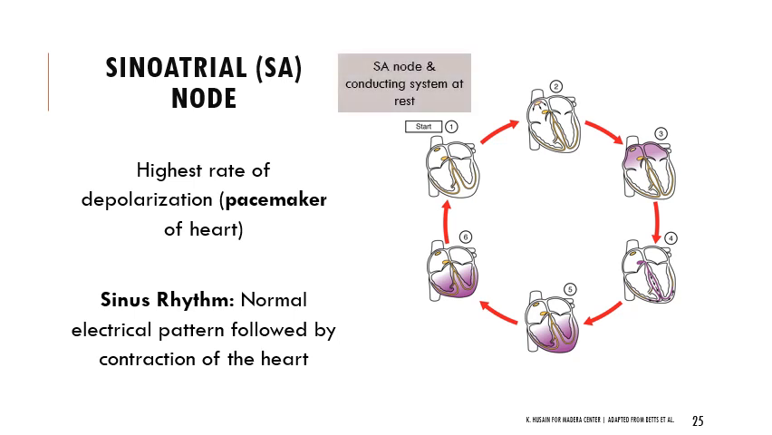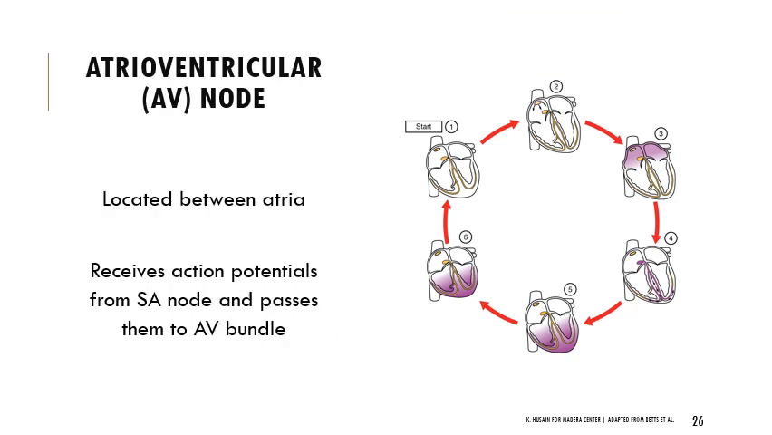So we have the SA node and the conduction system at rest. It's going to initiate that action potential and spread it across the atria. That's going to reach the atrioventricular or AV node, which is located between the atria, along the center axis of the heart. That receives action potentials from the SA node and passes them to the atrioventricular bundles.